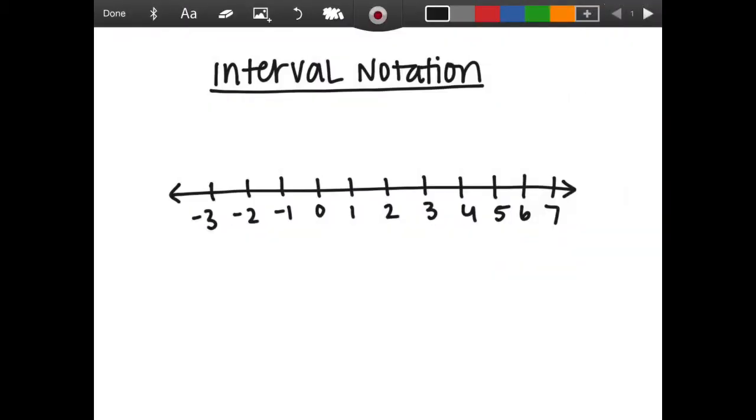So with interval notation, this is a notation that mathematicians will often use just to show sets of numbers. An interval describes a set from one number to another number. For example, I've made this number line here, and let's say I want to just talk about the numbers from -1 to 4. So the space right here.